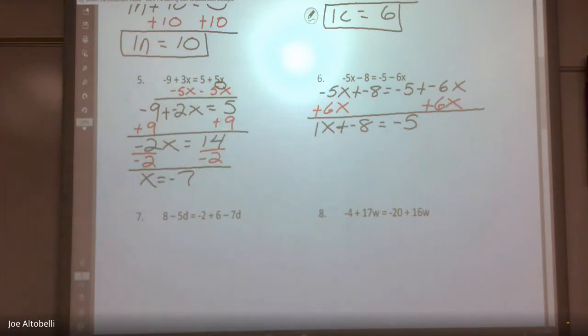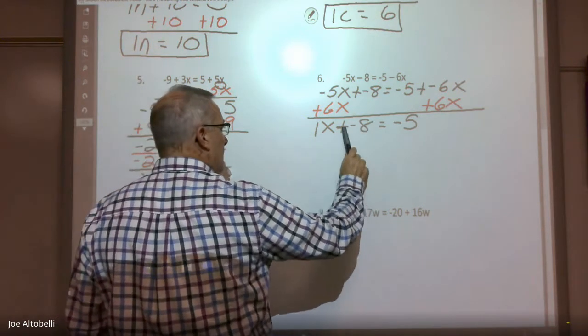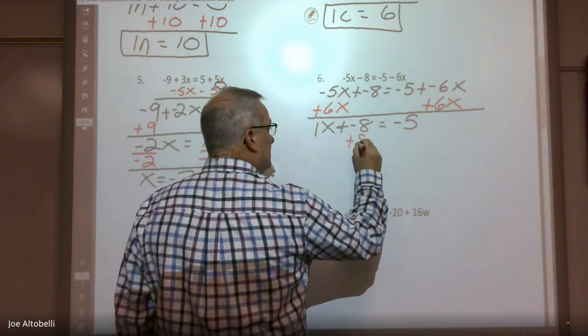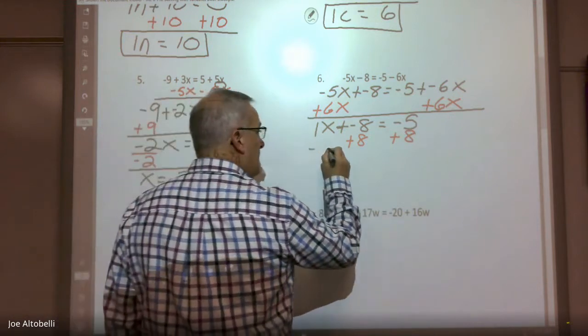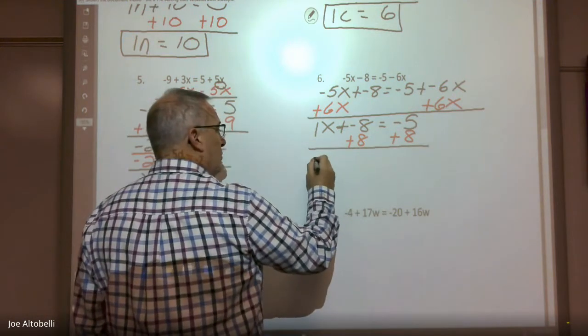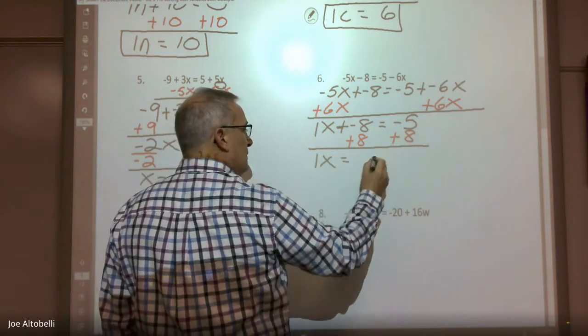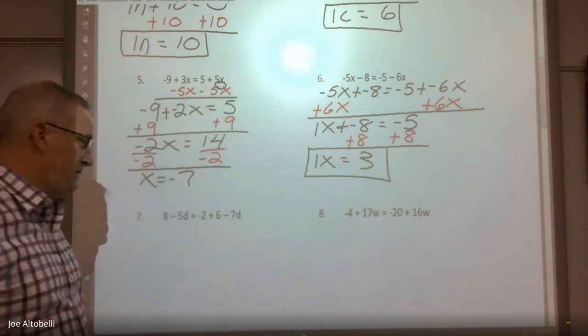Now I have a two-step or one-step, some people might recognize it. So I'm going to add or subtract here to get this to be 0. I'm going to add 8. So I have 1x or x is equal to 3. And that is our answer.